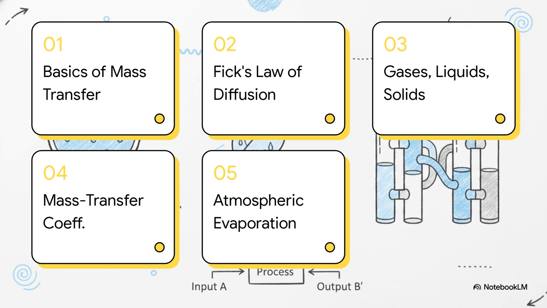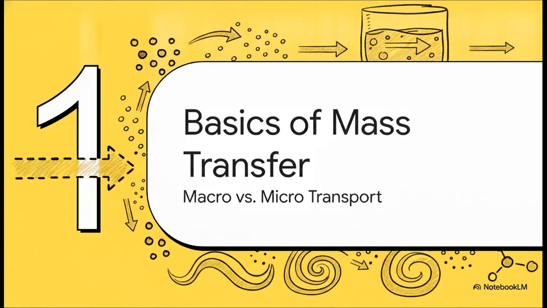Here is our cognitive roadmap for today, so you know exactly where we're headed. We'll start with Section 1, the basics of mass transfer. Then, Section 2 covers Fick's law of diffusion, followed closely by Section 3, gases, liquids, and solids. In Section 4, we'll tackle the mass transfer coefficient, and finally, we'll wrap the whole shebang up with Section 5, atmospheric evaporation.